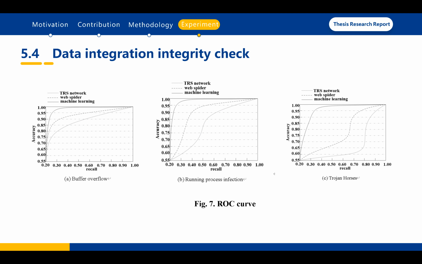In addition, we conduct a data integration integrity check by setting three external interface conditions: buffer overflow, running process infection, and child hosts. We select two experimental sets and train them to get the ROC curve. The results are shown in Fig 7. It can be seen that the accuracy of the data integration results of the machine learning-based integration system is always greater than 0.95 when the recall rate is greater than 0.40 under the two interface conditions. This indicates that the machine learning-based integration system can obtain fully integrated data.